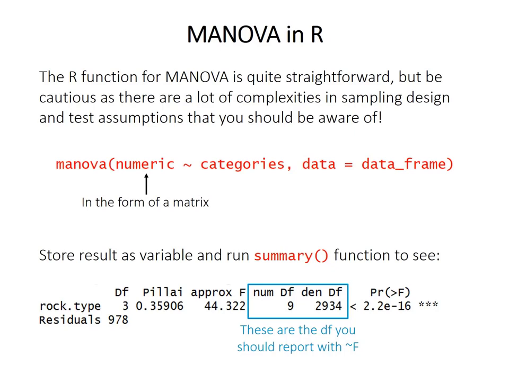The summary function is where you can choose the test statistic. If you didn't want to use the Pillai trace, which you can see is the default here, you can select Wilks's lambda, or Hotelling-Lawley, or other ones.